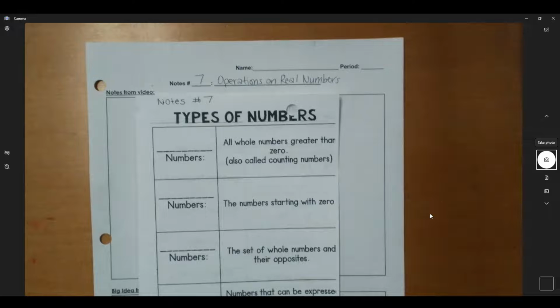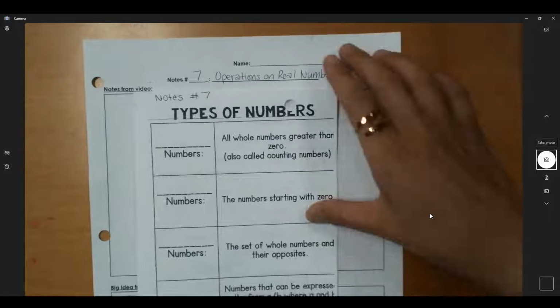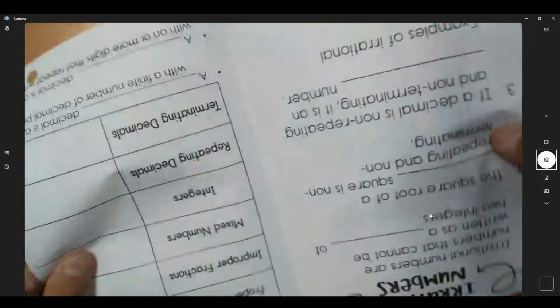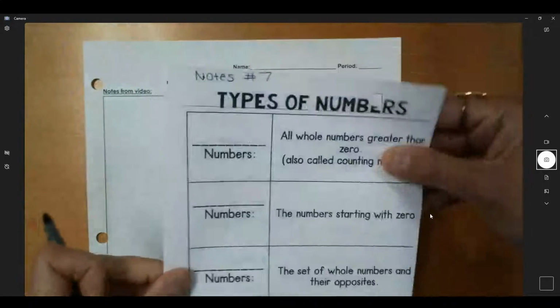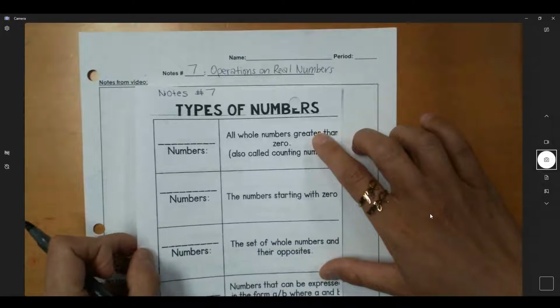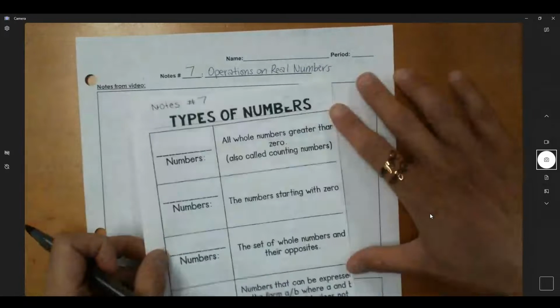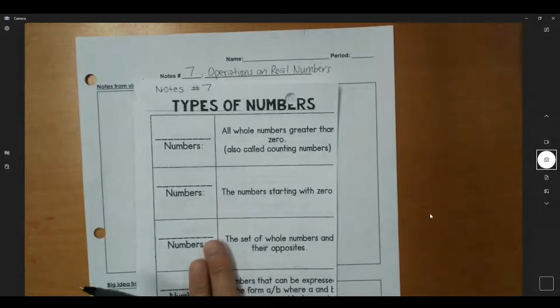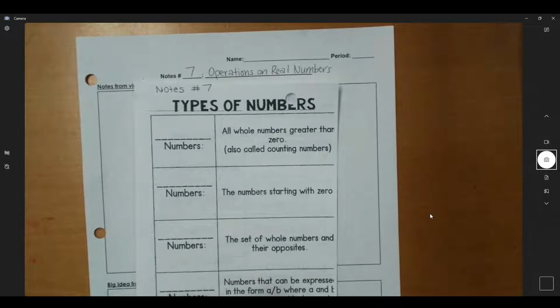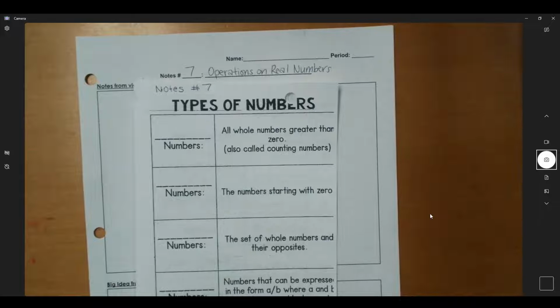All right, for this lesson, we're going to be using a worksheet. So you're going to take the worksheet. Sorry, I accidentally did it backwards, but you're going to fold it in half so that types of numbers is on the front. This is on operations of real numbers. We are actually going to talk about the basics right now, and then the operation part we will talk about in class. So starting with all the different types of numbers.